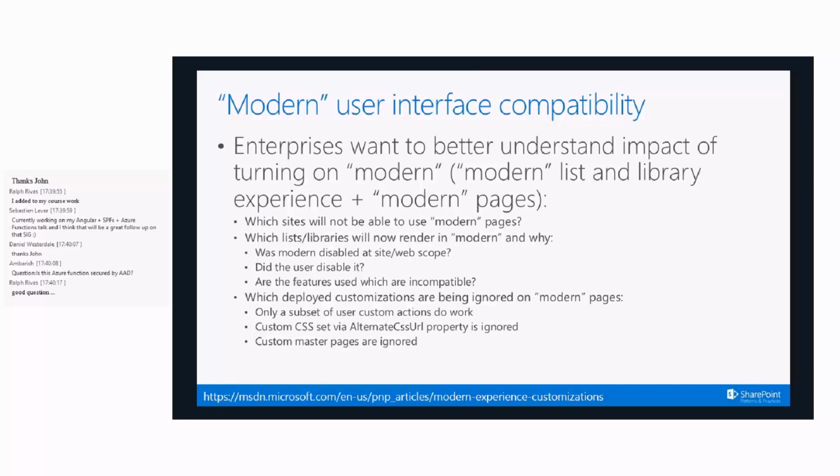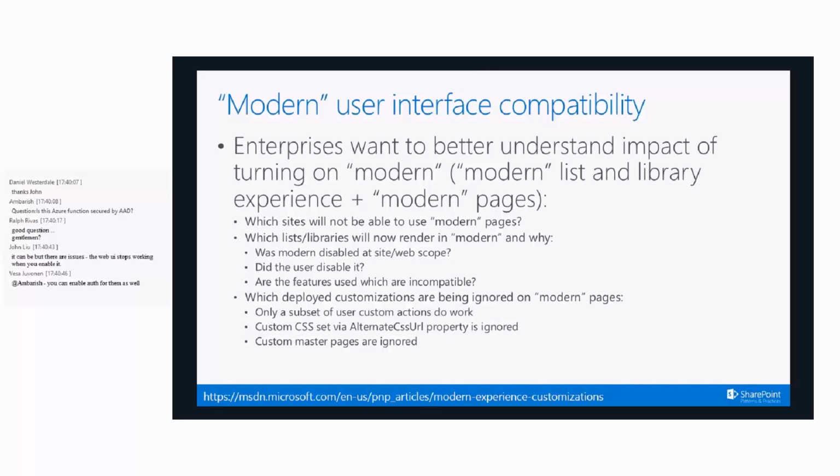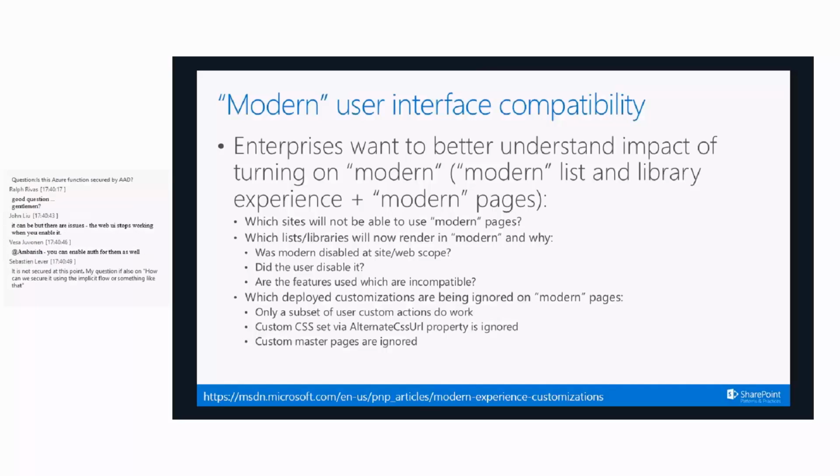Modern experience is a term, we call it modern, but we should stop calling it modern at a certain point of time because it's not modern anymore. But it is actually comprised of all the new user interface experiences we have. So we have a new way to work with lists and libraries, like a fluent UI. We have modern pages today, responsive, nice looking pages, which we talked about in the last SIG call as well.